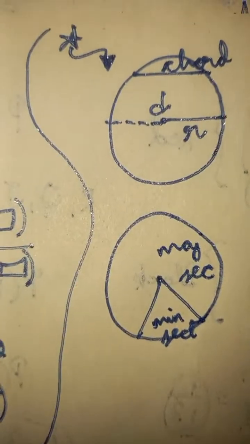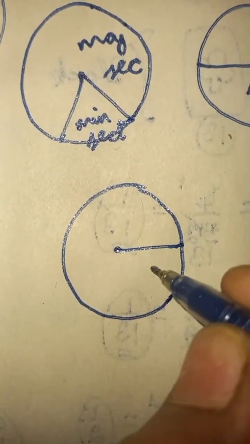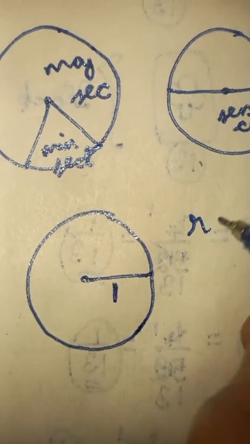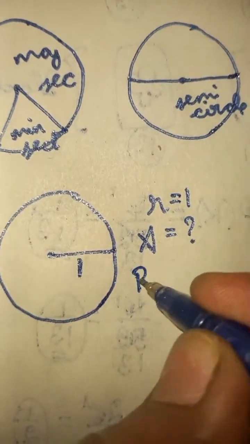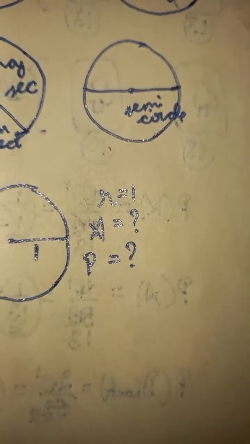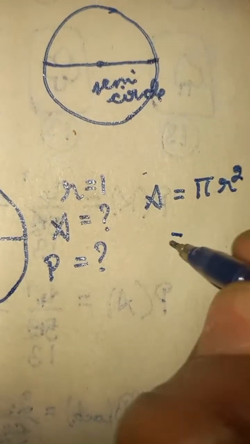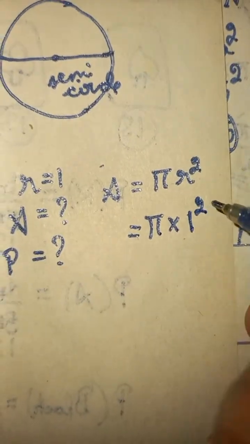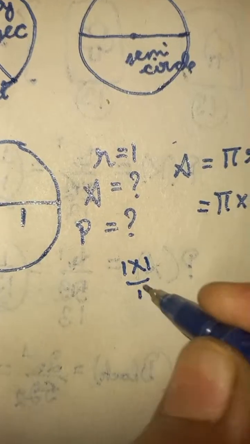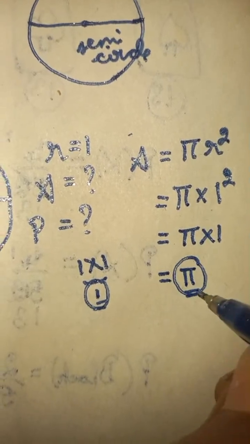Now the problems are going to start. How you can do different problems here: if you take a circle with a radius of 1 unit, you need to find out the area and perimeter of the circle. Let's start to find it out. Area of the circle, you can do it as pi r square. That means you get pi times the radius, which is 1 unit, pi times 1 square. 1 square is 1 times 1, which is 1. So pi times 1, which is pi square units.